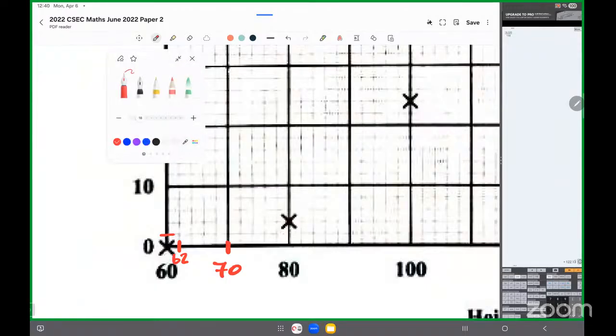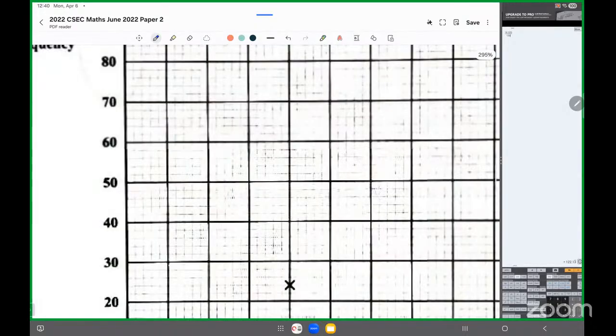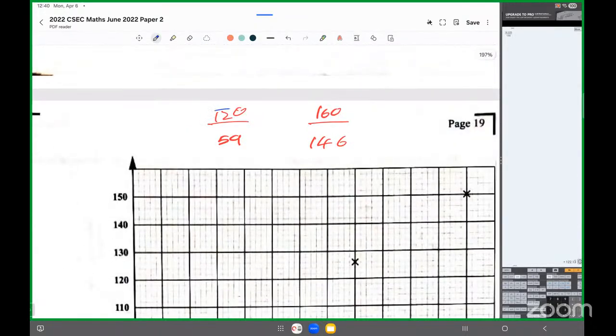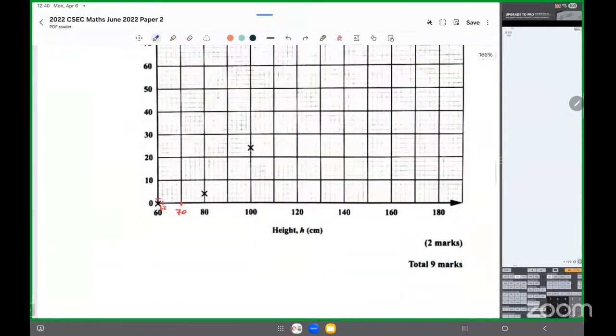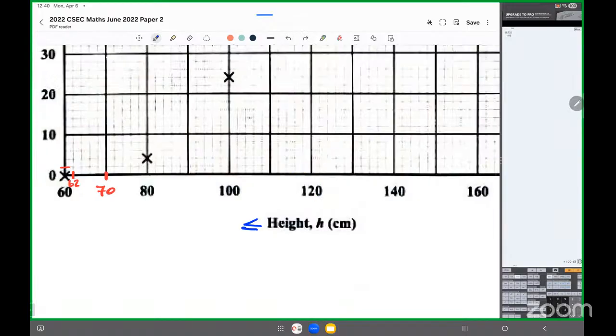But let's put in the points in blue. So we said the 120 corresponded to 59, less than or equal to 120 is 59. Another thing, guys, this graph is a less than or equal to height graph. Why? Because we use less than or equal to upper boundary values to get the points. It's showing how many students were less than or equal to any given height.